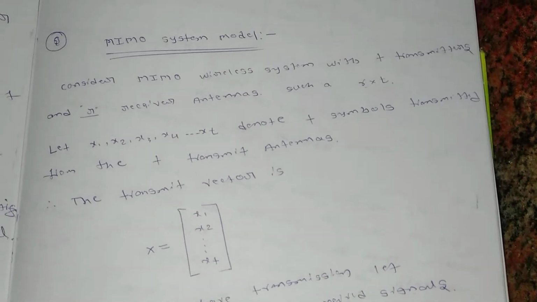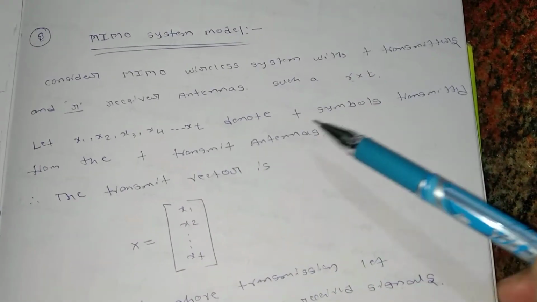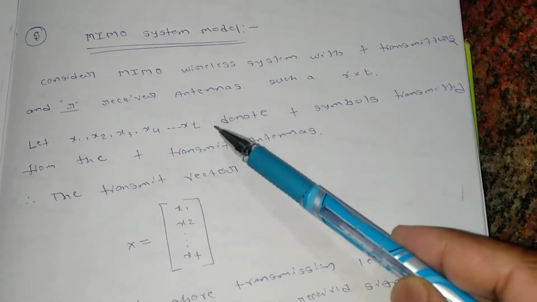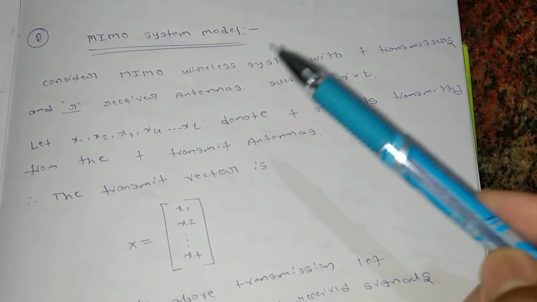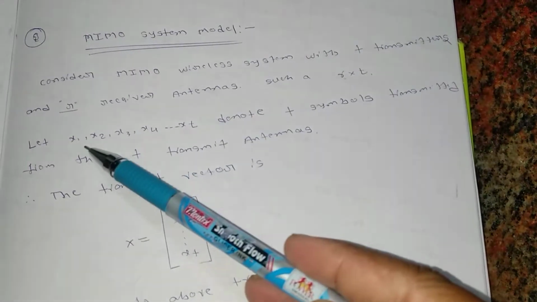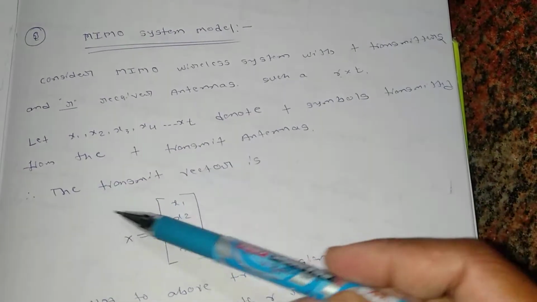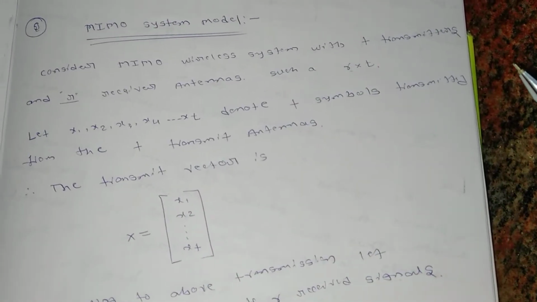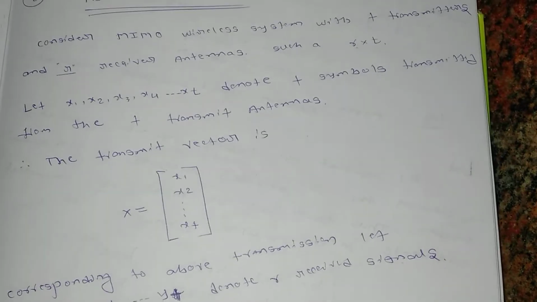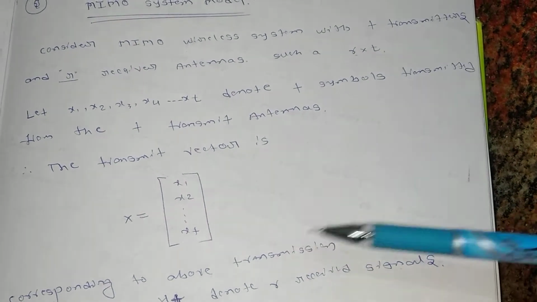Okay, so let x1, x2, x3 up to xT denote the T symbols transmitted from the T transmit antennas. So there are T transmit antennas, and each transmitting antenna will be transmitting one symbol at a time. These are indicated by x1, x2, x3. Alright, so for that we will have a transmit vector, denoted as capital X equal to x1, x2 up to xT, right?